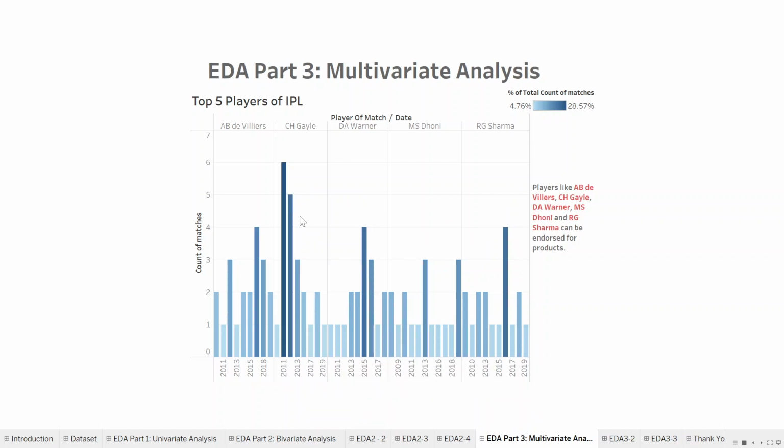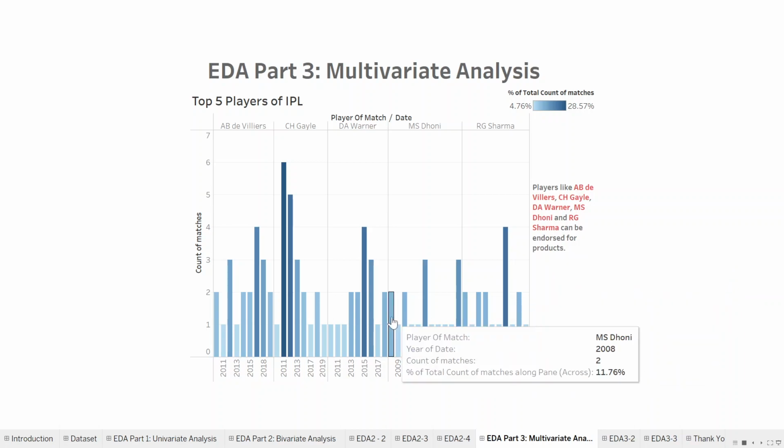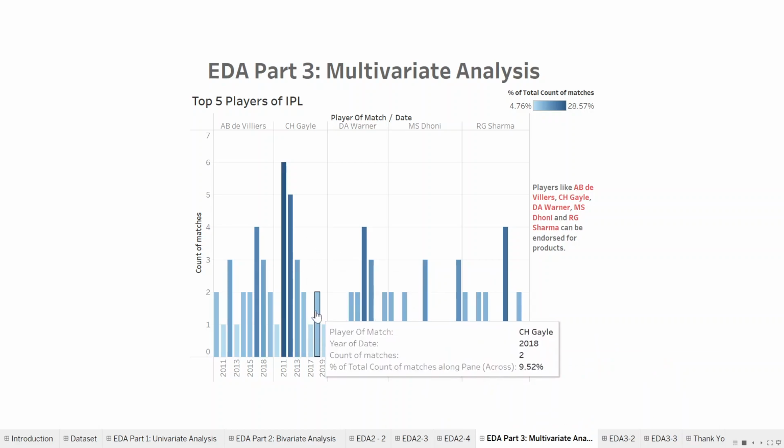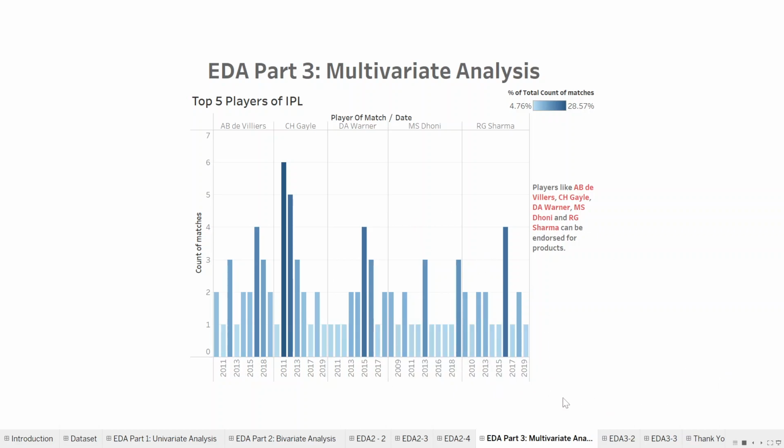Similarly, you can see if you look at any other player, let's look at RG Sharma. So he has also won four matches where he has been awarded the Player of the Match award. So if we hover over any of these bars, we would be able to see how many times the player is awarded the Player of the Match award. So based on that, we can do some analysis here.